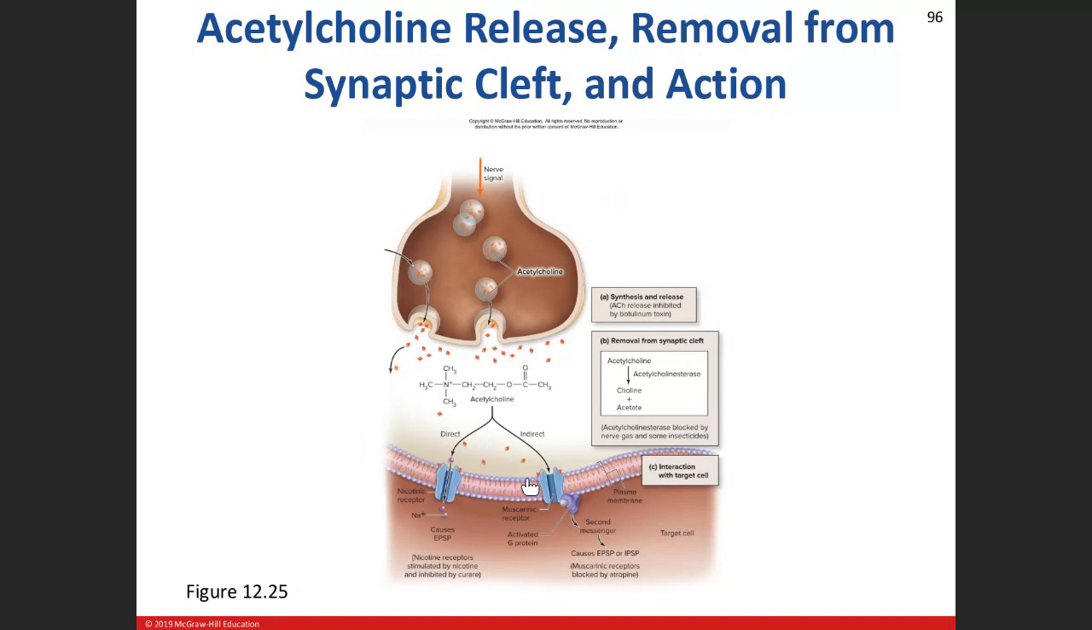But that's the indirect. This little box here is explaining to us, you have acetylcholine here, then our acetylcholine esterase comes in, and it breaks it apart into choline and acetate. And then that acetate and choline get reabsorbed through these transporters back into our presynaptic knob.